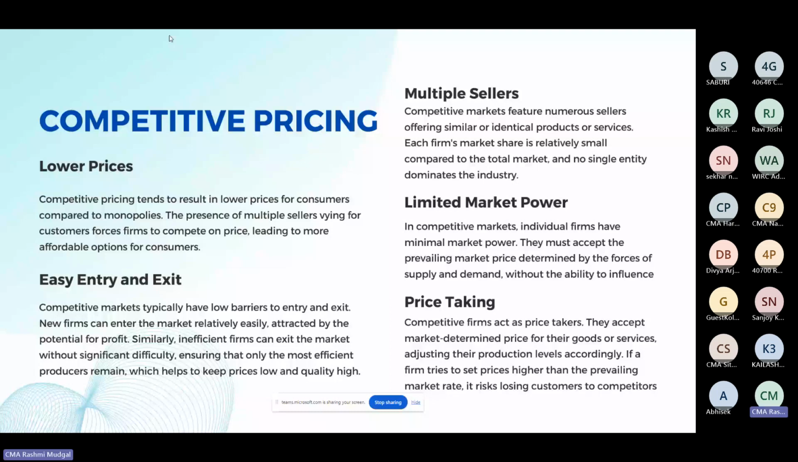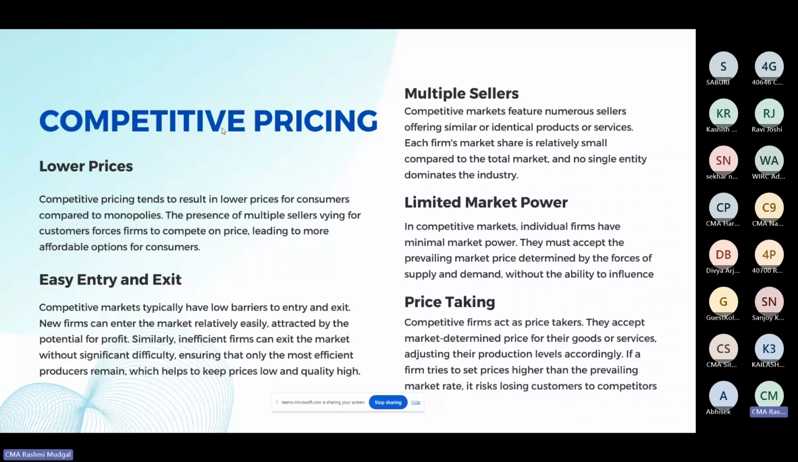There is limited market power in the competitive market. An individual firm has a minimum share and minimum power. If I try to increase my sales price, people will simply leave my shop, go to another shop and buy the same product, same quality, from them. So I don't have any power to dominate price, quantity or quality. I am a very small part of this. I'm a price taker in the competitive market.